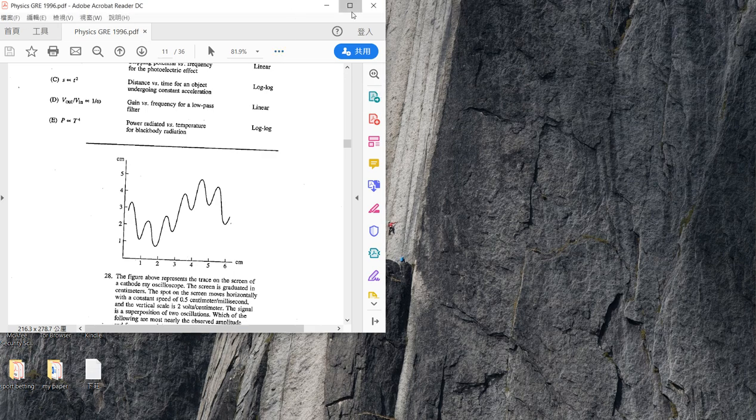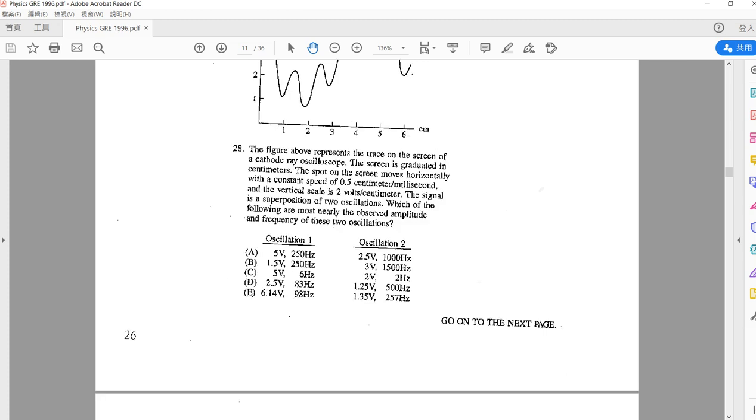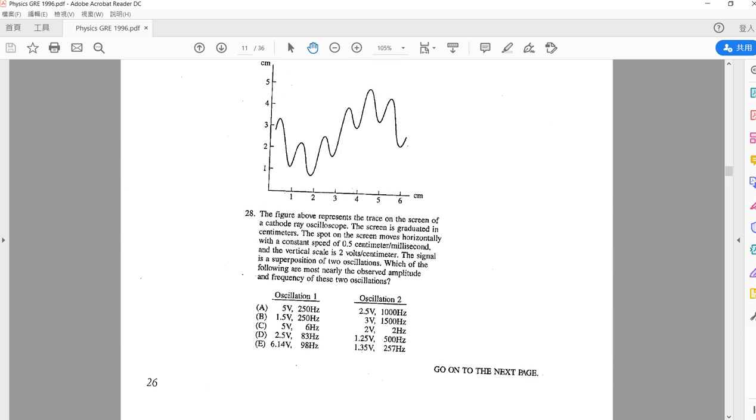Guys, let's keep solving our physics subject GRE. So 28 basically gives you the screen of a two-trace oscilloscope. The screen is in centimeters and the spots move horizontally, and the signal is a superposition of two oscillations.